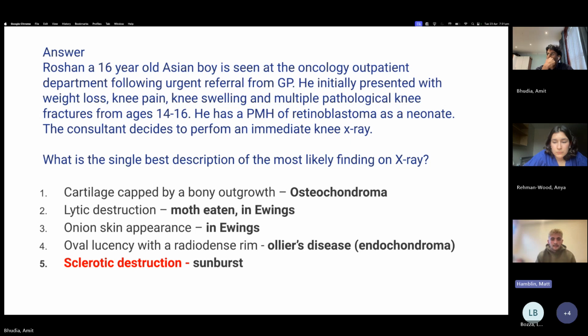And then the last thing in the vignette is the past medical history of retinoblastoma, which, if you don't know, is the most common malignancy of the eye in children. And it presents with a loss of a red reflex. You shine the light in the eye and it's just gone. And in fact, the red reflex is replaced by a whitened pupil.